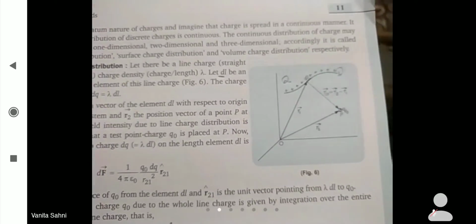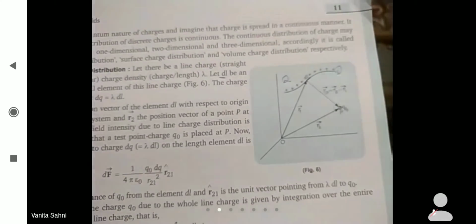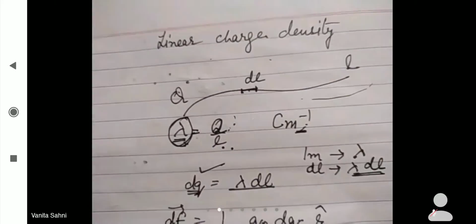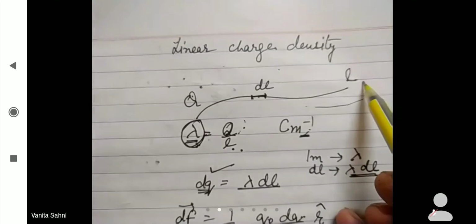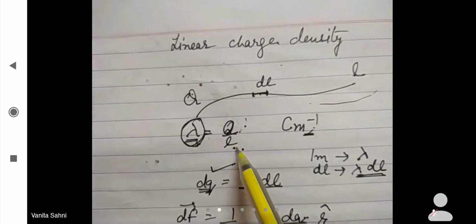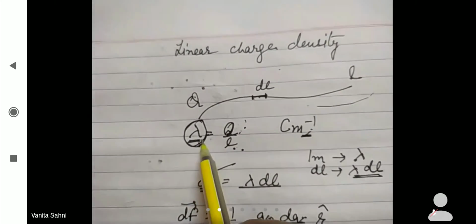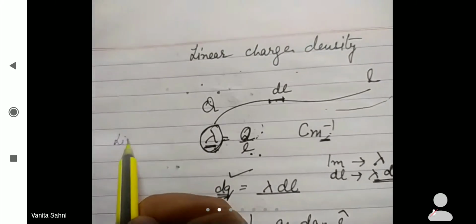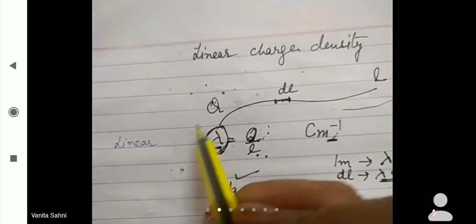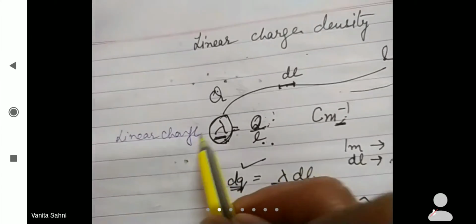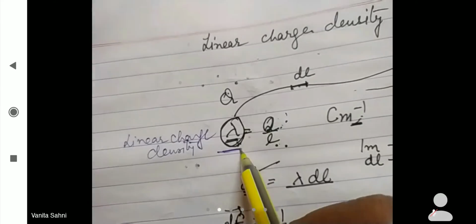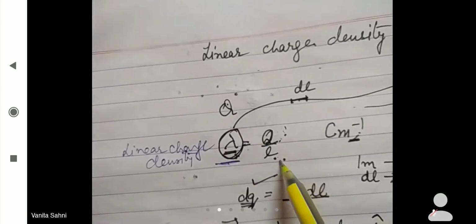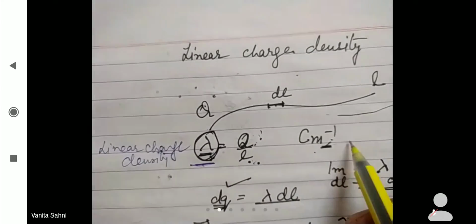Now, what is important here is to find the charge density, meaning charge per unit length. See here, if Q is the charge distributed over the whole length L, then Q by L will be called lambda. Lambda is the linear charge density, right? So it is important to find the linear charge density. What is linear charge density? Charge per unit length, and its unit will be coulomb per meter.